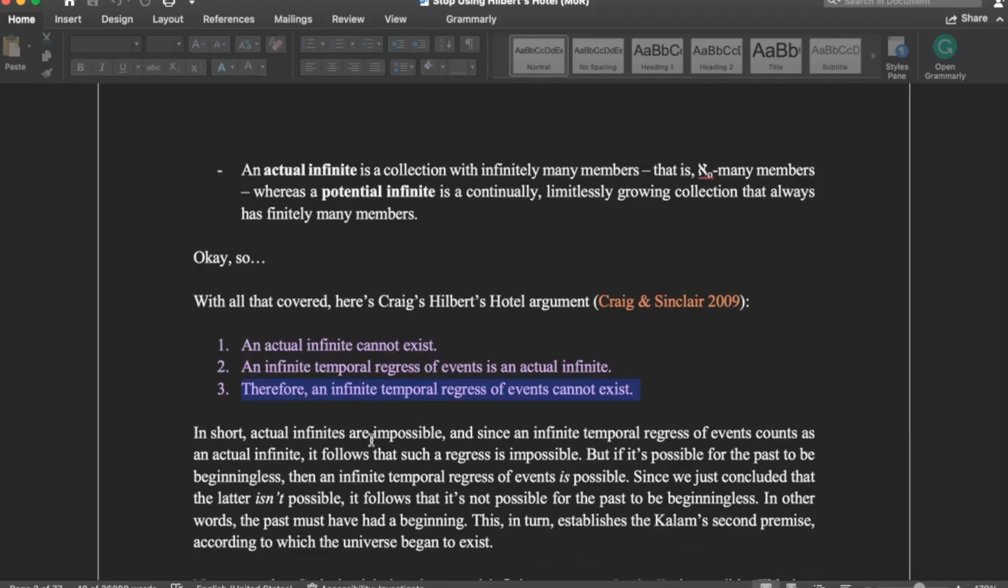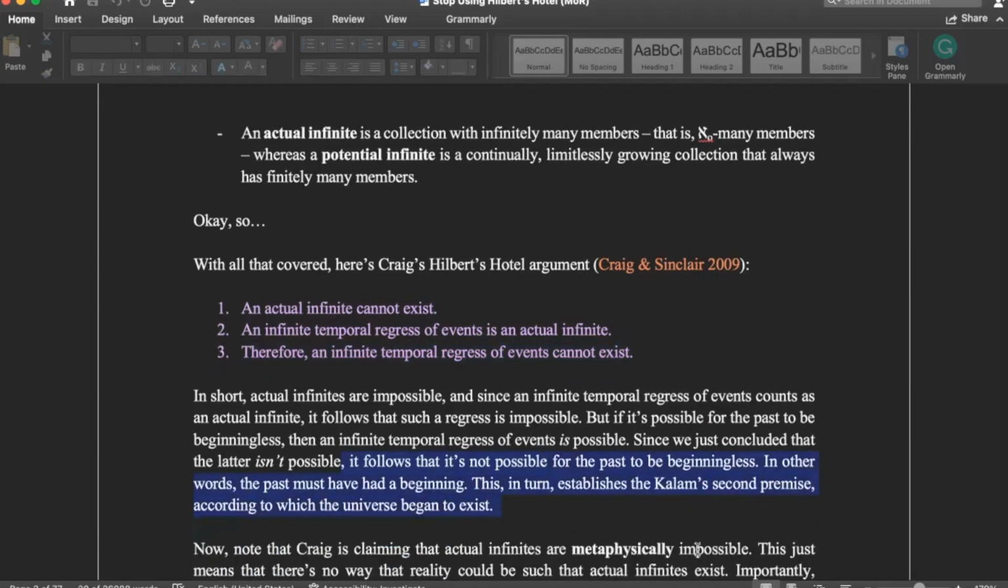But if it's possible for the past to be beginningless, then an infinite temporal regress of events is possible. Since we just concluded that the latter isn't possible, it follows that it's not possible for the past to be beginningless. In other words, the past must have had a beginning. This, in turn, is taken to establish the Kalam's second premise, according to which the universe began to exist.